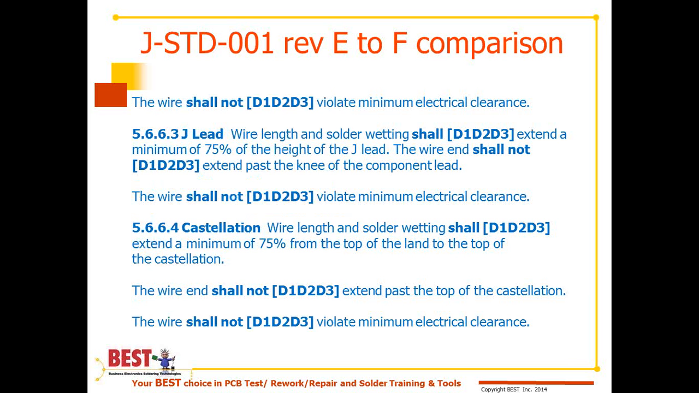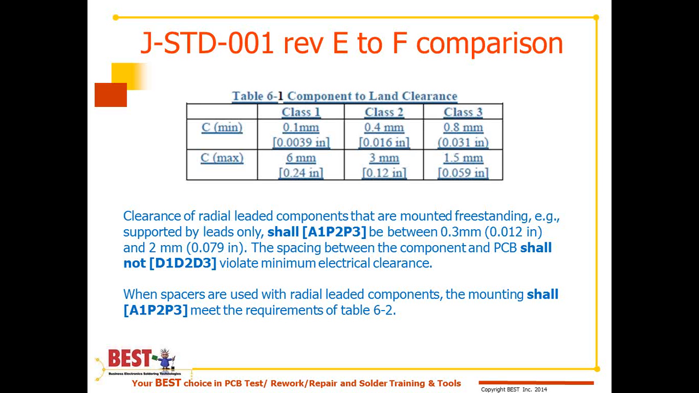For the castellations, it's 75% of the height of the castellation. And again, it doesn't extend beyond the top of it, or it's a defect for all three classes, or violate minimum electrical clearance. Then we have Table 6-1 for component to land clearance. This is for vertically mounted components. Under the clearance of radial leaded components that are mounted freestanding, supported by the leads only, they shall be between 0.3 millimeters and 2 millimeters, and the table covers part of that as far as the minimum and maximum.